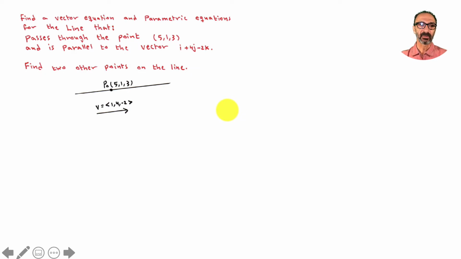Find a vector equation and parametric equations. Now, I did not talk about parametric equations, but we're going to mention it right here through the example, because I'm trying to save you some time. The line passes through the point 5, 1, 3, and is parallel to the vector i plus 4j minus 2k. This is kind of lengthy to read. That's not my type. To understand math and do math problems, I like to see things. So what they're talking about is find the equation of the line that passes through a given point and has a direction vector, because they use the word parallel to. So pretty much like our notes.